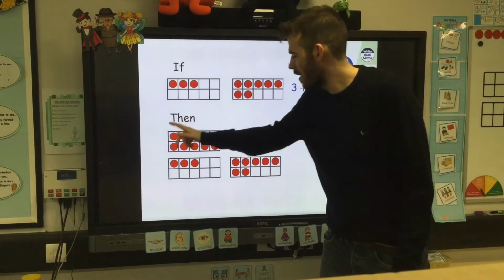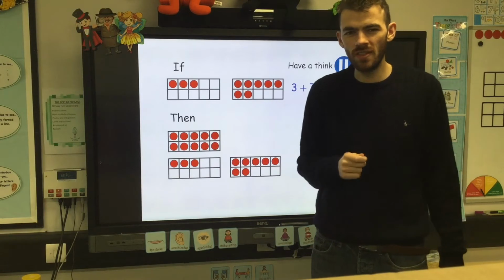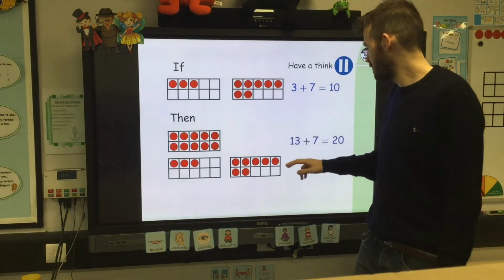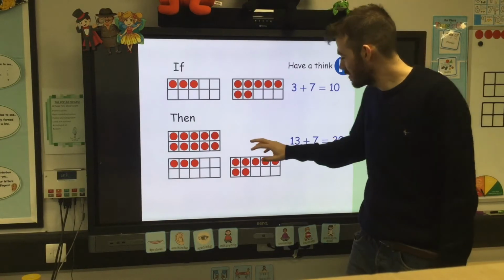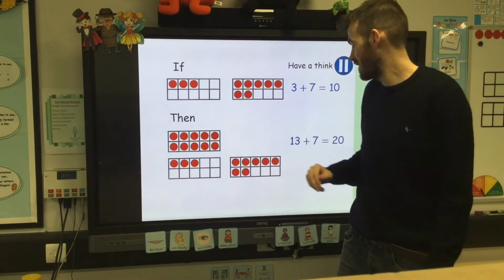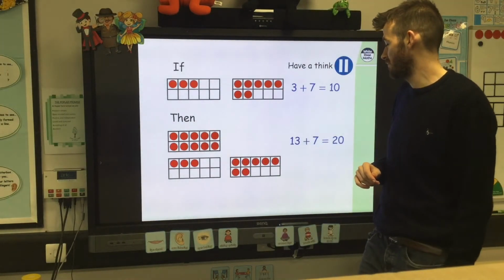So here we have 13 add 7. What do you think that's going to equal? That's right, 20, because we have an extra 10. We could move our 7 ones into this tens frame to make 2 tens. So we've got 13 add 7 equals 20.